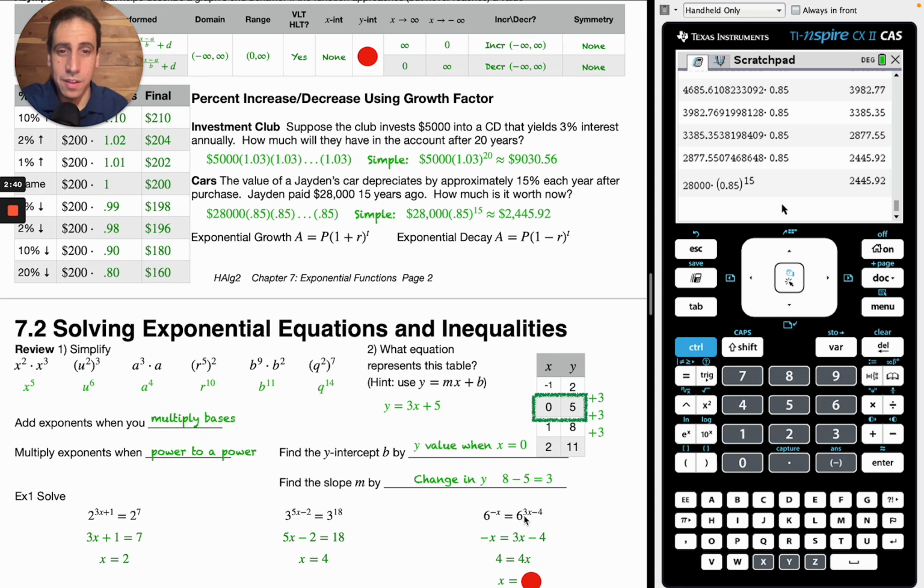Here, 3x has got to equal 3x minus 4 because the bases are the same, and therefore the exponents have got to be the same. You set them equal to each other, and you solve, you get x is equal to, why don't you tell me?